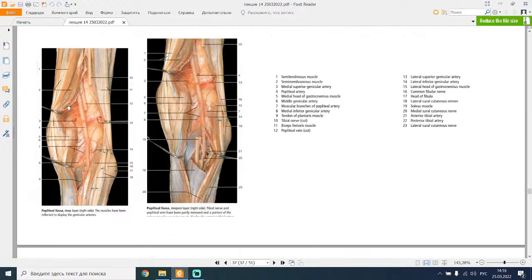You see arteria poplitea, fossa poplitea. What do you see? Arteria poplitea, and you see muscular branches. This is muscular branches of popliteal muscles.